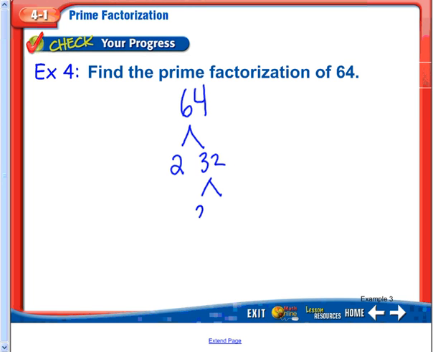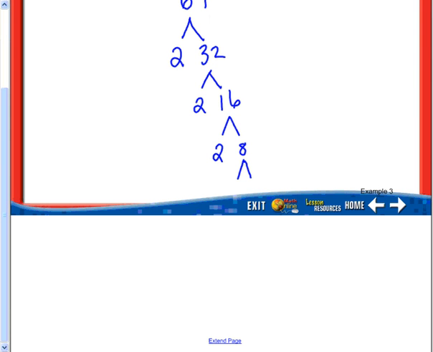32 again is an even number, so I'm going to start with a prime factor of 2. 2 goes into 32 16 times. 16 is an even number, so I can use the prime factor of 2. 2 goes into 16 8 times. Since 8 is an even number, I can use the prime factor of 2. 2 goes into 8 4 times. And since 4 is an even number, I can use the prime factor of 2. And 2 goes into 4 2 times.